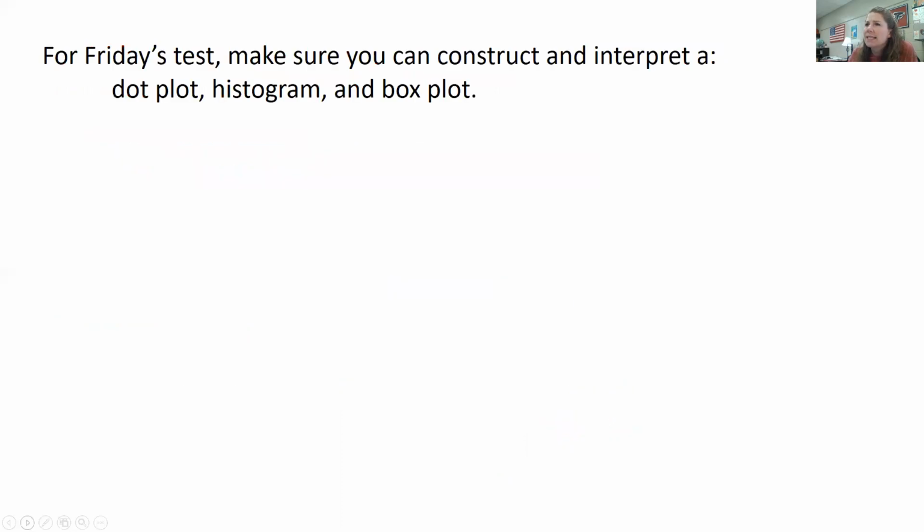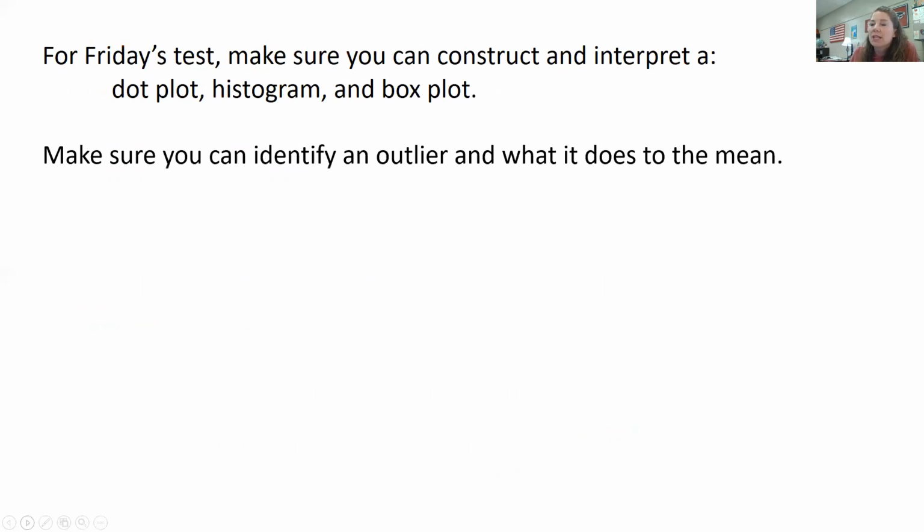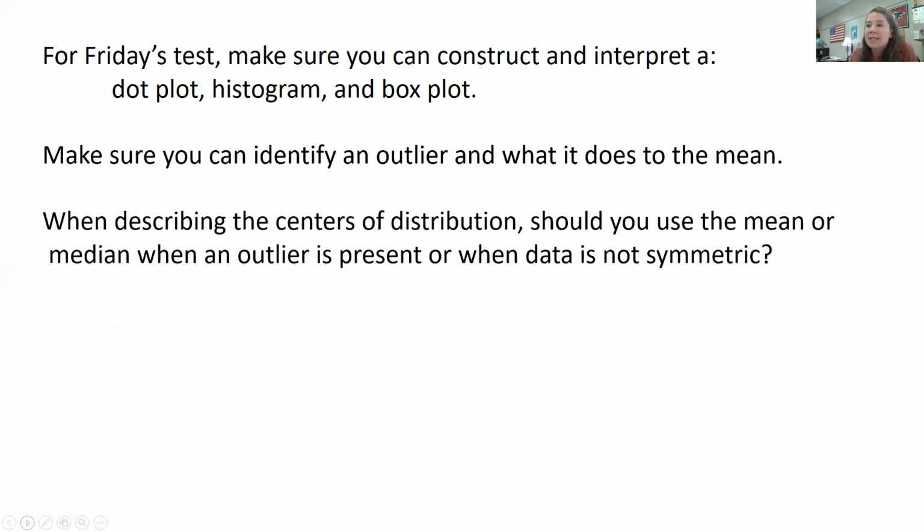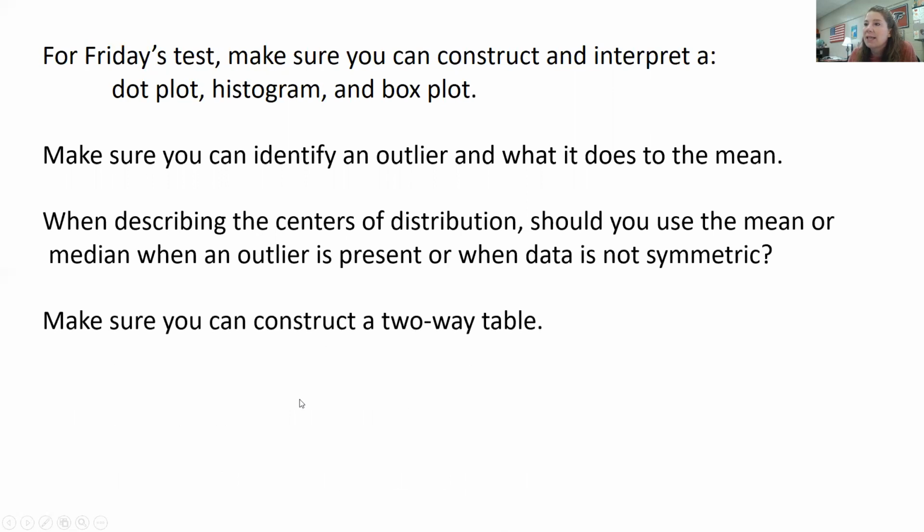All right, for Friday's test, make sure you can do the following things. Make sure you can construct and interpret a dot plot, a histogram, and a box plot. So if you need to go back to those sections and look at those, do so. Make sure you can identify an outlier and what it does to the mean. When describing the centers of data, should you use the mean or median when an outlier is present or when data is not symmetric? You would use the median, right? Make sure you can construct a two-way table. And we're going to practice that in just a second.